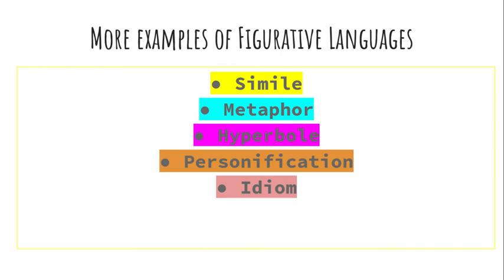Okay. Also, we have a hyperbole, which is an exaggeration of something. So, an example is, I am so hungry I could eat a horse. Can you really eat a horse? No, you can't really eat a horse, but that is just saying that you are overly exaggerating something. That is a hyperbole. All right.